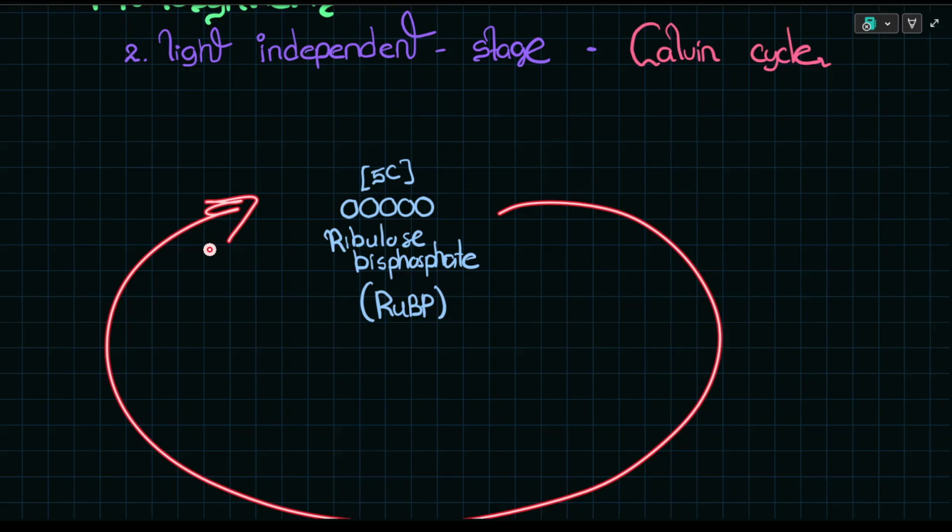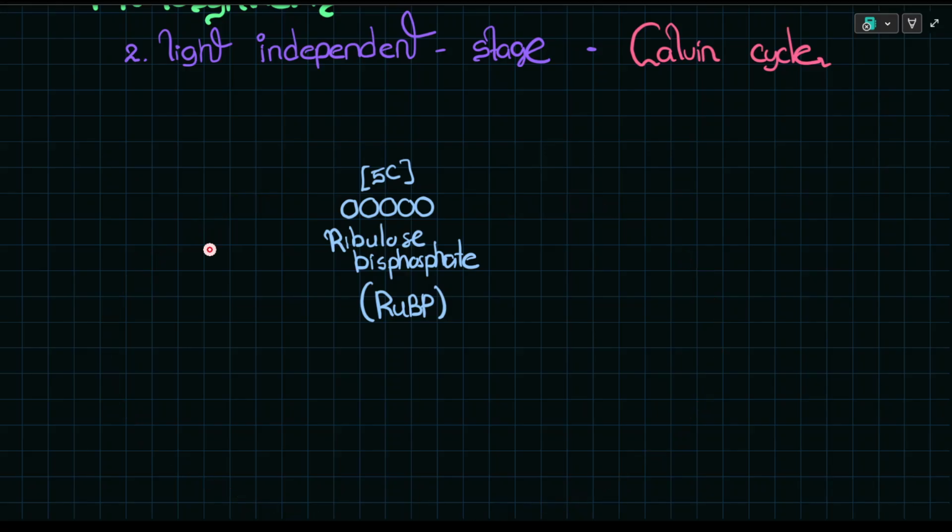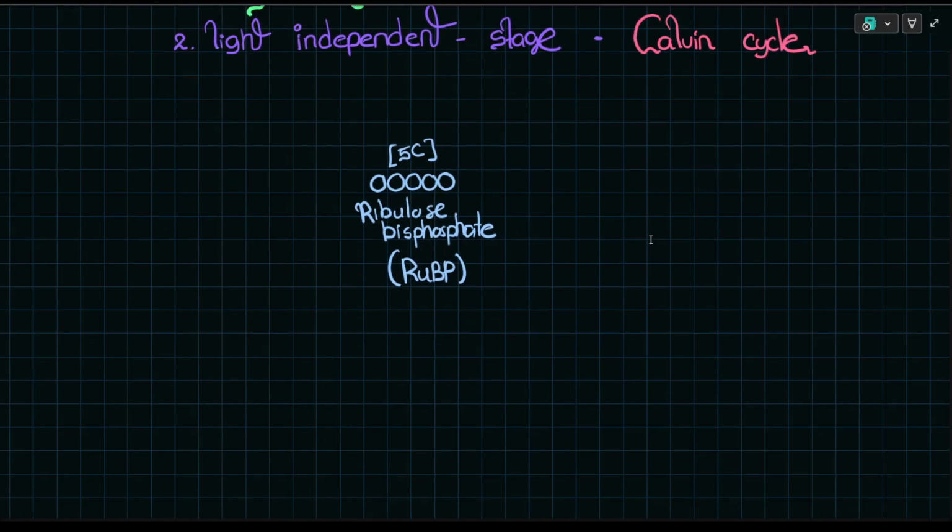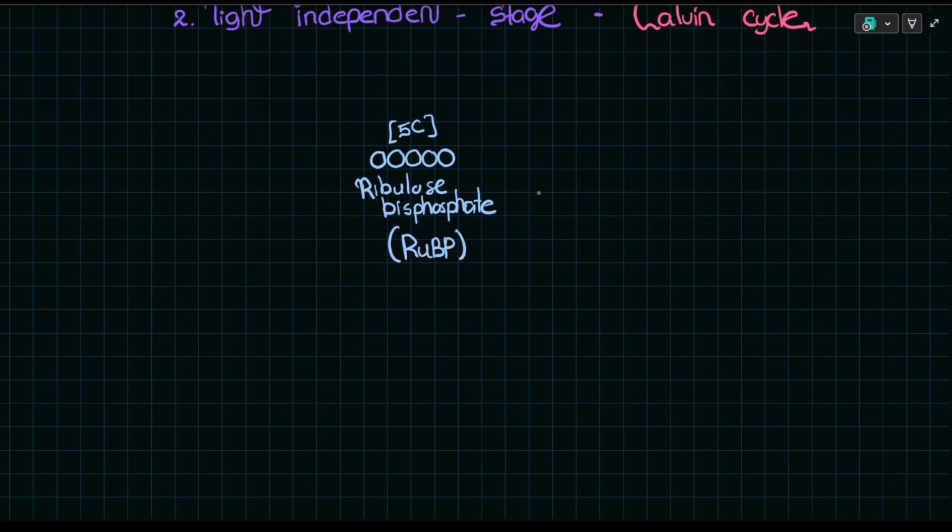It's very hard. Sometimes not hard, but it's kind of hard. So for the Calvin cycle, I recommend you use this as your starting point. Right, so then what happens? This ribulose bisphosphate is converted into two of these.